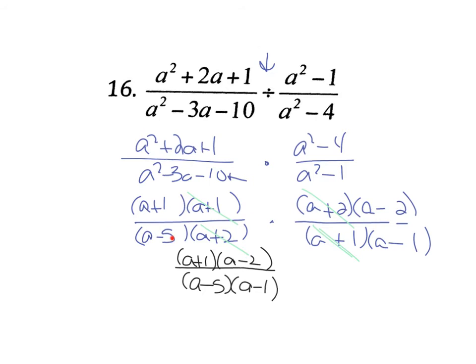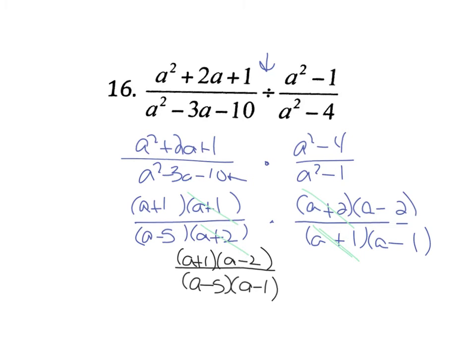I factored the top of this one with -5 and 2 because it worked. These two are difference of squares, so you just take the square root, put an a and an a and a 2 and a 2. And the 2's are opposite signs because it's a -4. Same thing here, difference of squares, put an a and an a, a +1 and a -1.